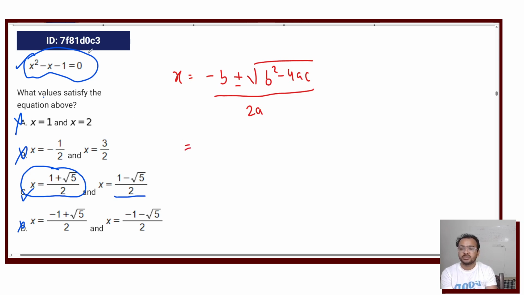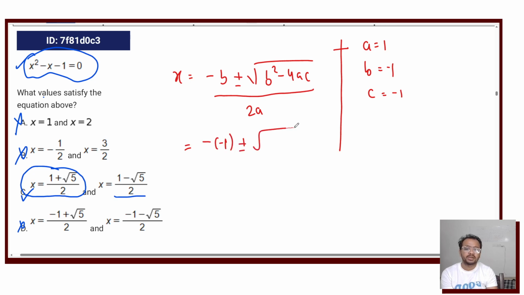So what is the value of b here? For that we need to identify a, b and c. So a is 1, b is negative 1, and c is also negative 1. So negative of negative b, negative of negative 1, plus minus root of b squared. b squared will be negative 1 squared, minus 4 times a, which is 1, and c is negative 1, divided by 2 times a, 2 times 1.